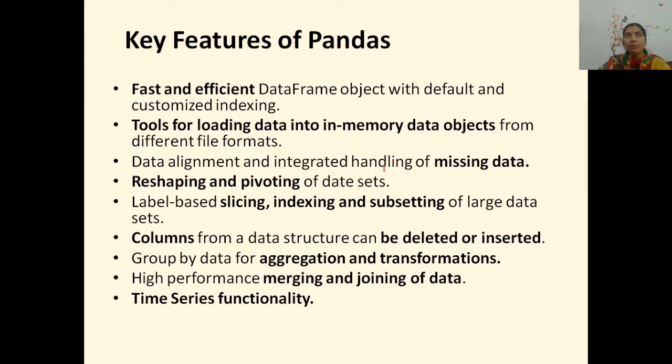So reshaping or pivoting. Pivoting means looking at data from a different angle, by aggregating it, by making classifications of the data, and in various ways. We will be able to slice the data. Slicing the data means, you know slices, cutting something into parts. Similarly, data can also be sliced. We don't need the whole data sometimes. We only need a part of the data. Then we can take a slice of data. We can do the indexing and subsetting of large data sets using pandas.